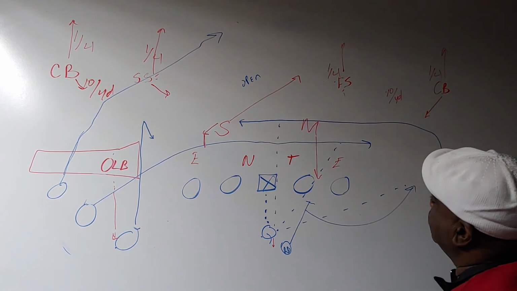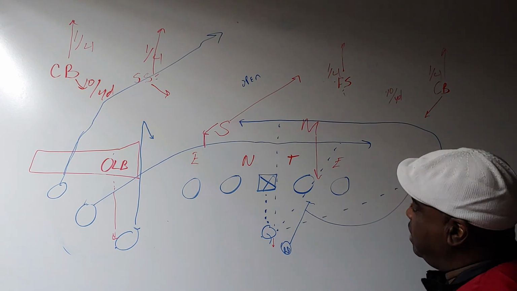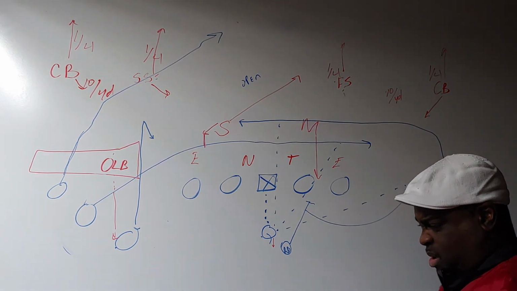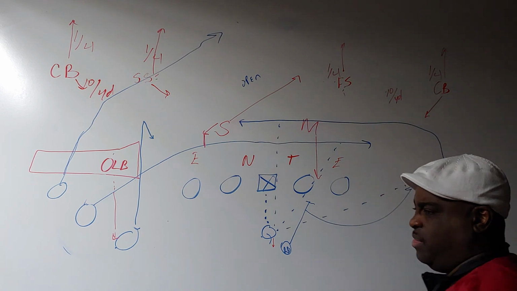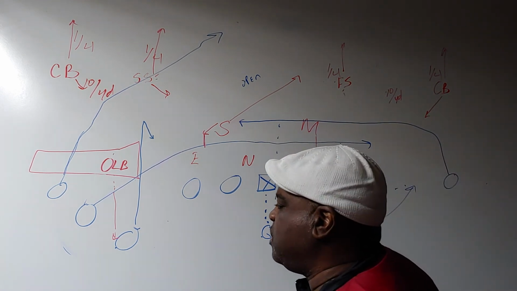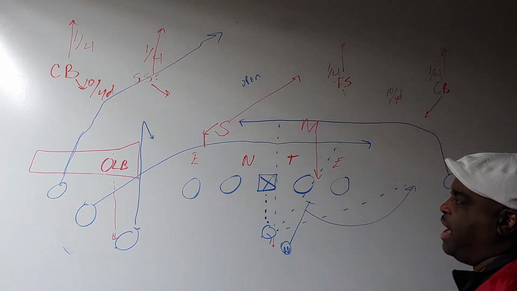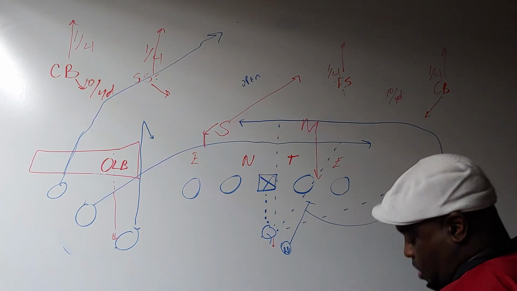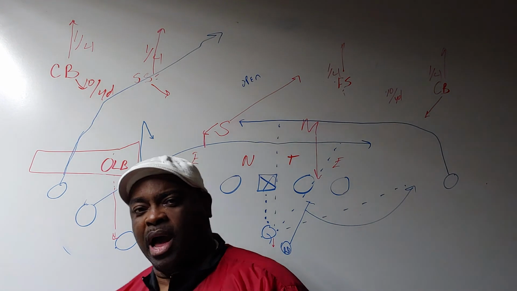But you have to read the coverage. You've got to understand what coverages they're in. As you're looking back there, it's 4 defensive backs back. They're all about the same distance, 8 to 10 yards off the line of scrimmage. Okay? So that's basically how you read quarters.